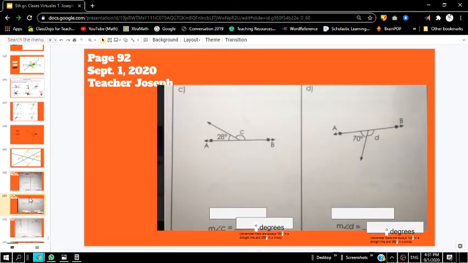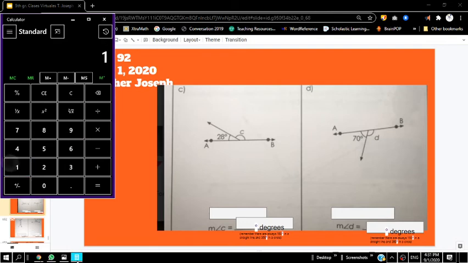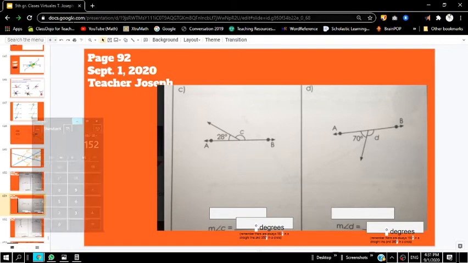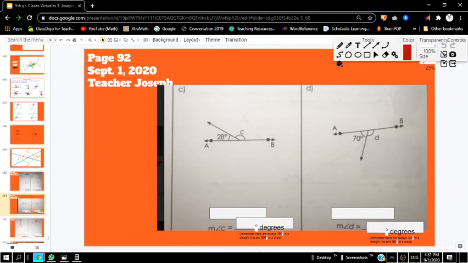Letter C says, find the angle measurement for the angle C, right? So we already know that 28 is our acute angle over here on the left. So what are we going to do to try to find out the measure of angle C? Well, we're going to subtract from 180. Let's use the calculator this time. 180 minus 28 equals 152. So my answer for letter C is 152.